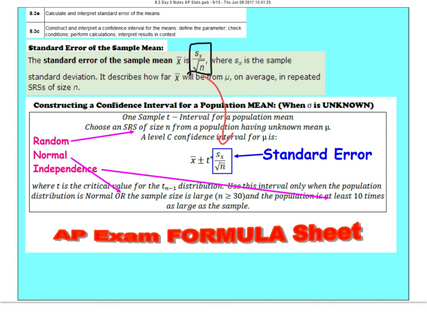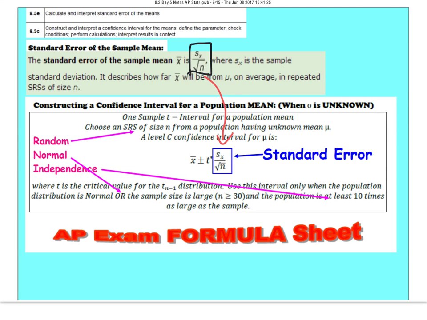How do you find it? Just like we've been doing before. Take the point estimate. The point estimate for the mean is x bar. We're going to do plus or minus the t critical value, that is how many standard deviations we are from the mean, and then we're going to times it by the new standard error and just use this particular formula.